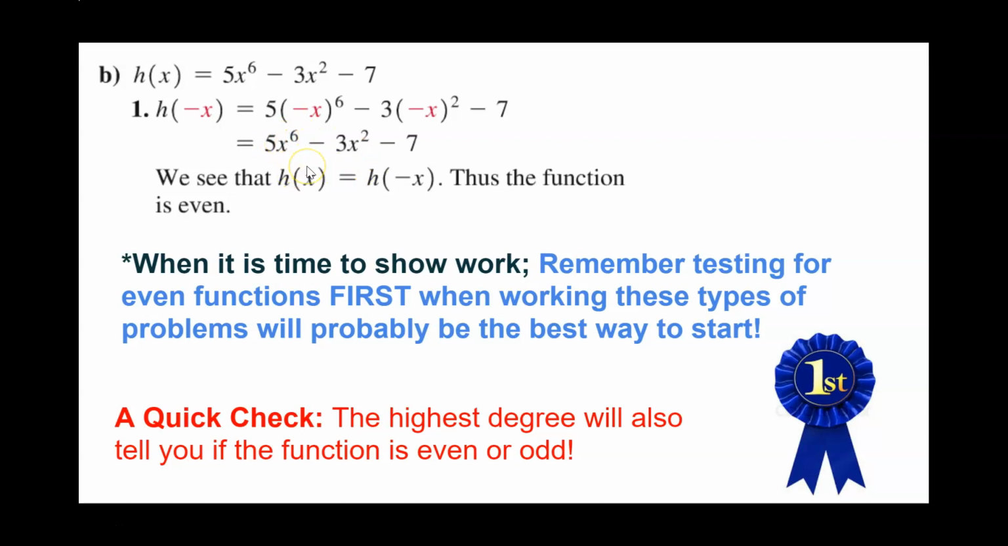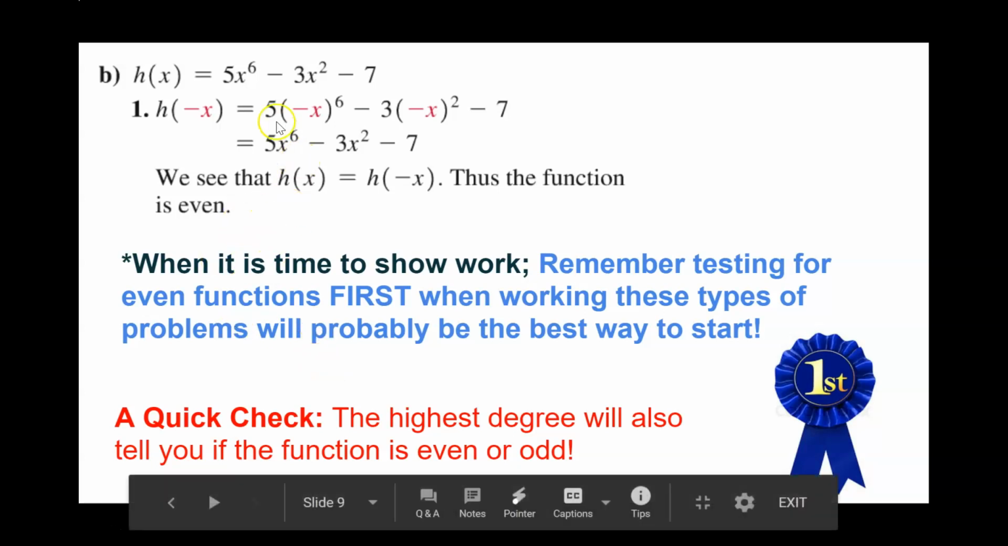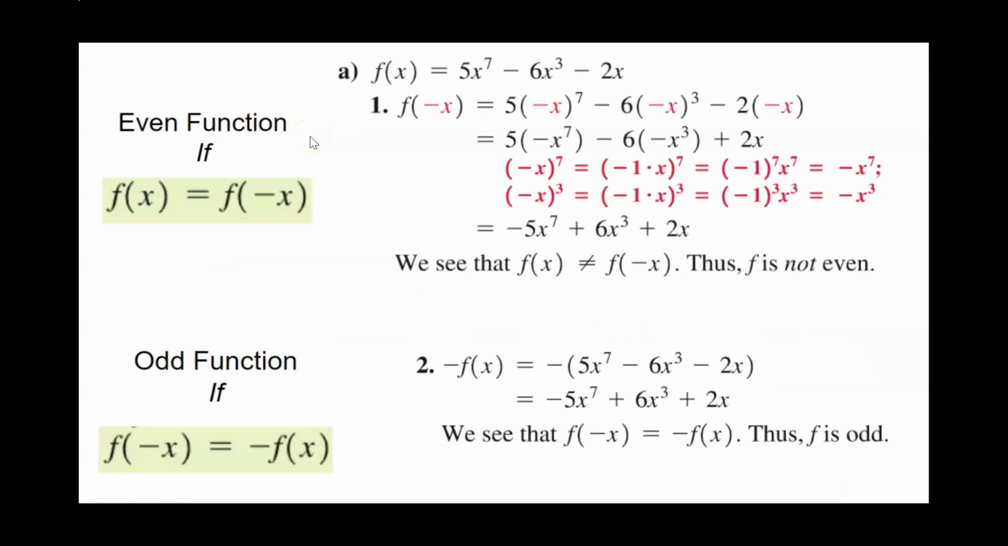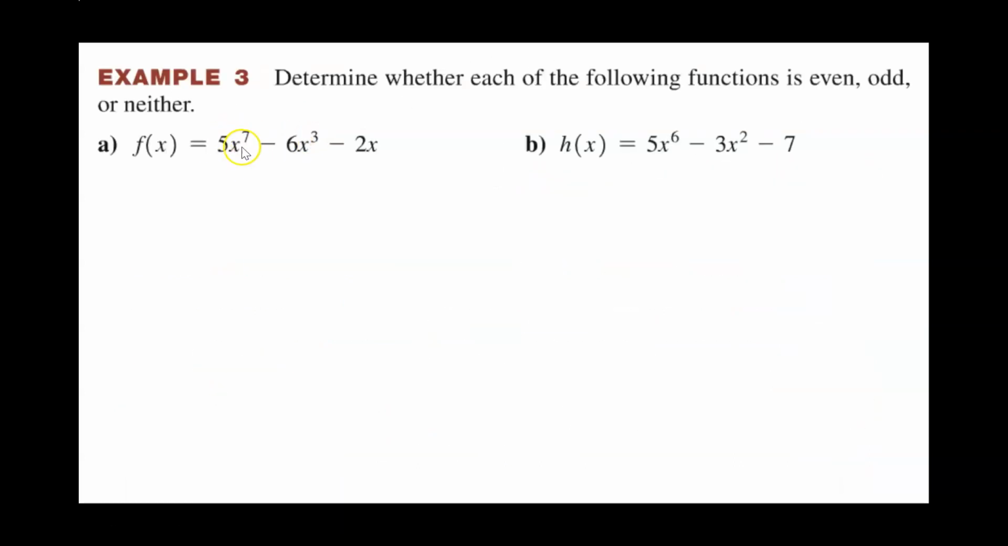This is just the background, the theory behind it. When you're doing your book work, you'll see the theory, but the quick check, the shortcut, is that we just look at the degree of the first term. If we look at the degree of the first term, it's a 7, which is an odd number, so we know this function is going to be odd. Because the first power in the other one is even, that function is going to be even once we do the check.